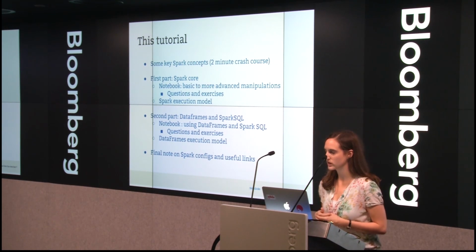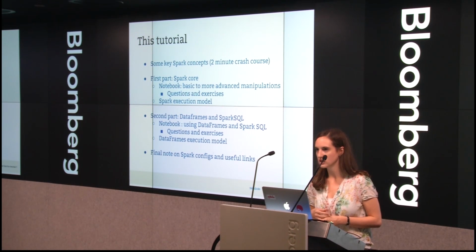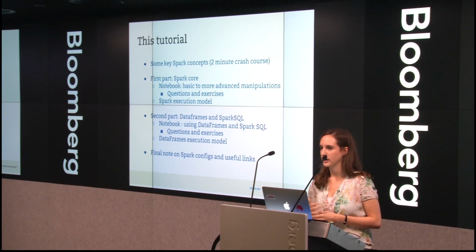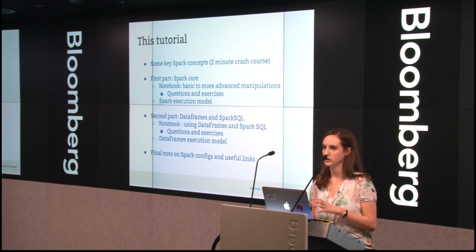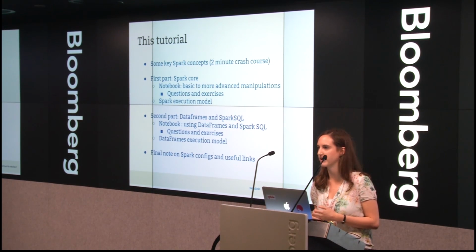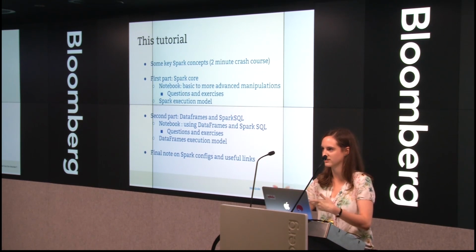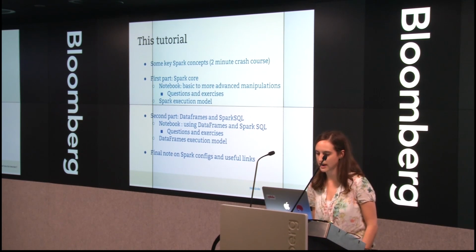And then the idea is that we had 2 parts prepared. The first part we're going to cover Spark core. So this is the core functionality of Spark, and we've got some questions and exercises if we have time, and talk a bit about the Spark execution model, which is very important if later on you're building full-fledged applications and it doesn't work, or it fails, or it's not very performant, and you need to understand a bit how it works behind the scenes.